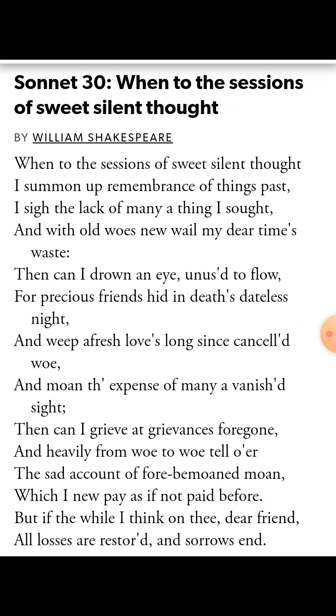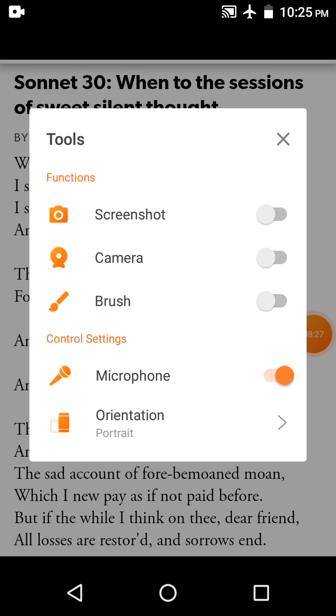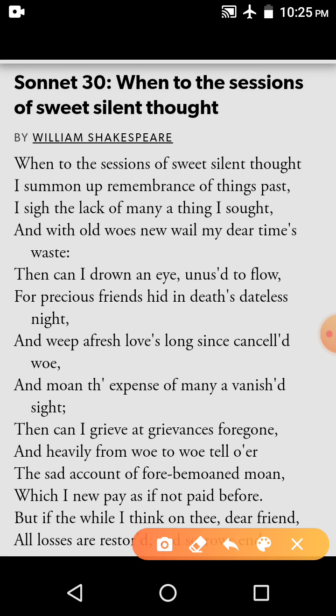The word session. In this poem we have court vocabulary. First of all, sessions. Session generally happens in the court. Whenever a case is heard, the time period of that particular case is known as a session. When to the sessions of sweet silent thought.